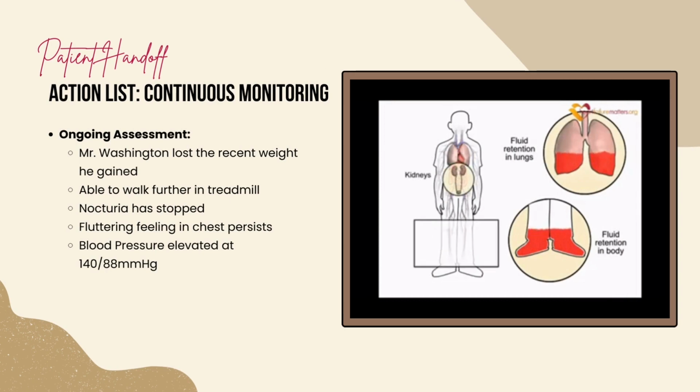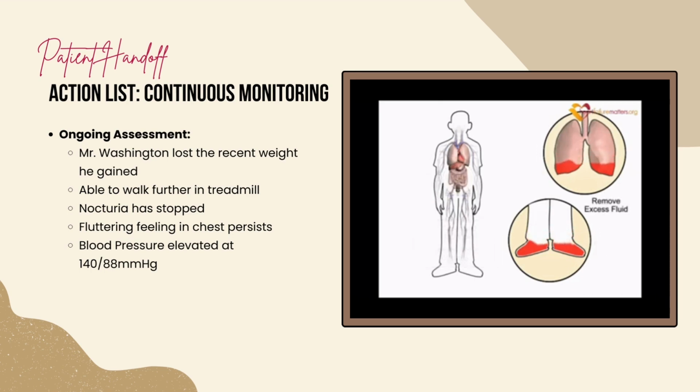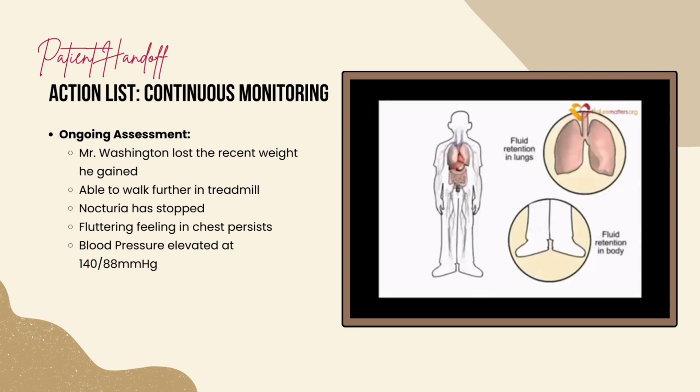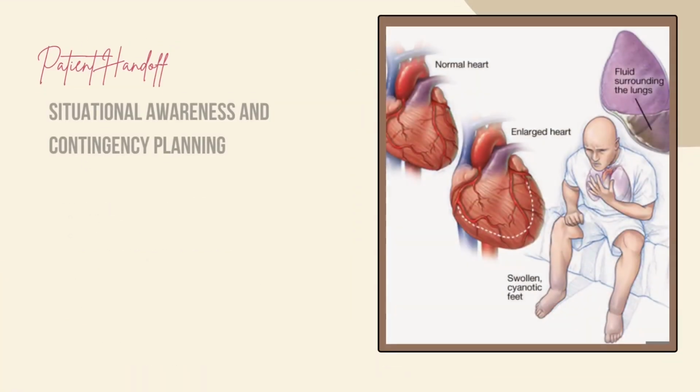Part of the patient handoff is our action list continuous monitoring. Mr. Washington went back for a follow up and reported a decrease in weight. He has been adhering to his medication regimen and was able to walk further on a treadmill. He has not been urinating at night but still complains of a fluttering feeling in his chest. During this visit, Mr. Washington's blood pressure is elevated at 140/88.